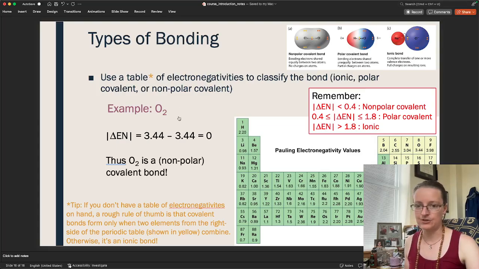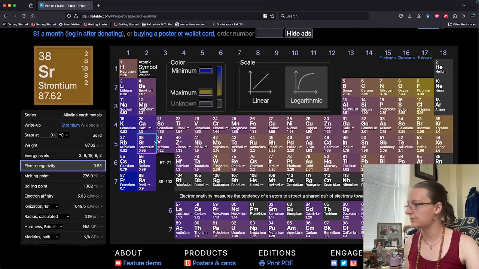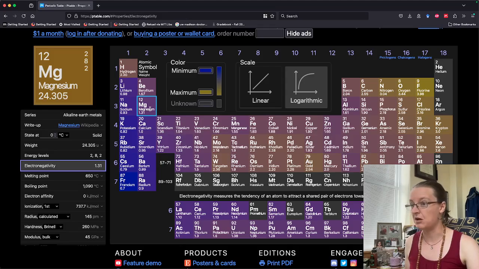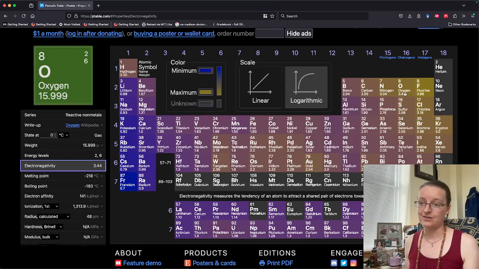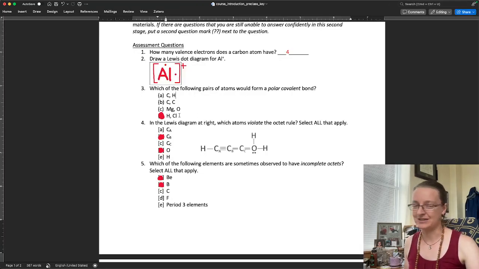Looking at, by contrast, our MgO bond, from our periodic table and our electronegativity values, we see that magnesium has a value of 1.31, pretty small. Oxygen has a value of 3.44. So you can do the math. The electronegativity difference ends up being greater than 1.8, and so that tells us that magnesium and oxygen form an ionic bond. By process of elimination, that means that hydrogen and chlorine probably have a polar covalent bond.